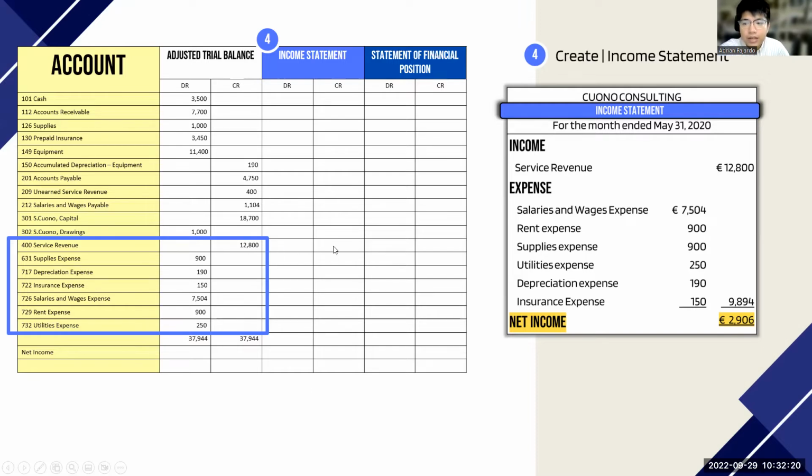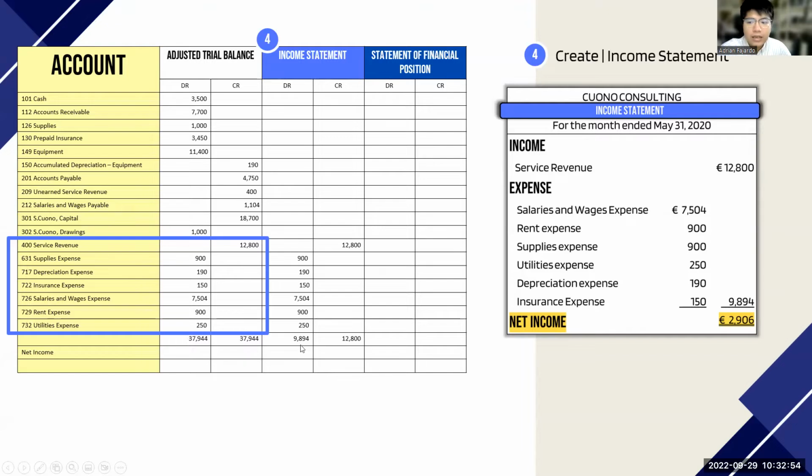So if this is credit then it goes here, right? So we just copy. So basically, it's very procedural. You have this portion, you just copy it in the income statement, in the appropriate credit and debits, right? For your expense and revenues. And therefore, if you add your debits, it will total 9,894. So as you can see, it totals here. And then credit of 12,800.